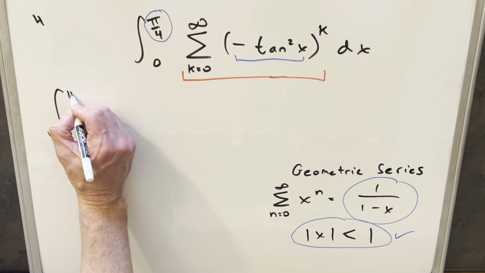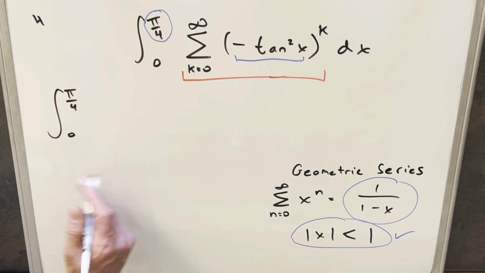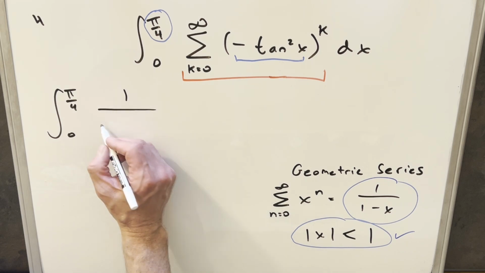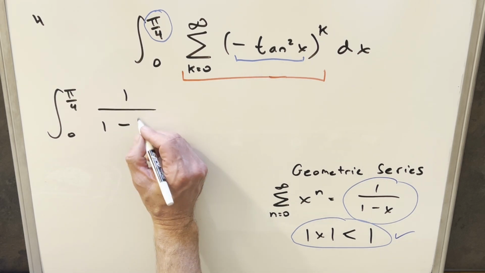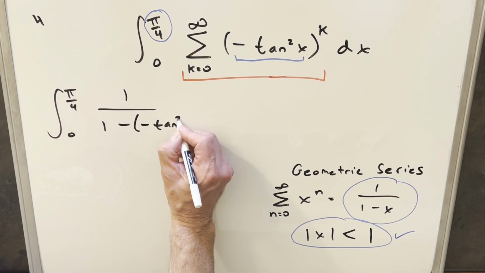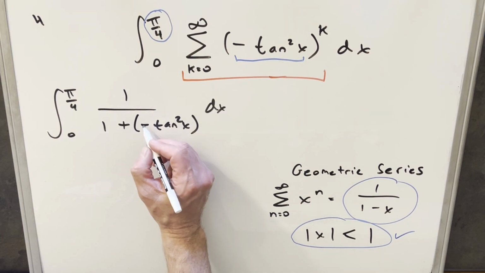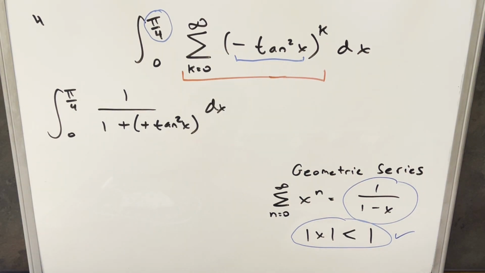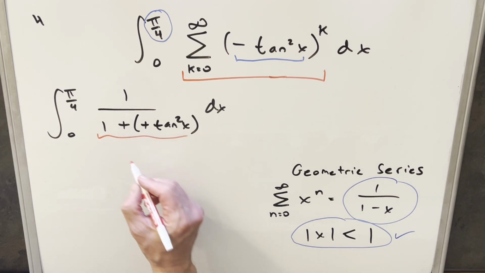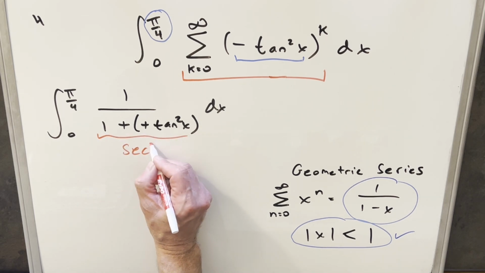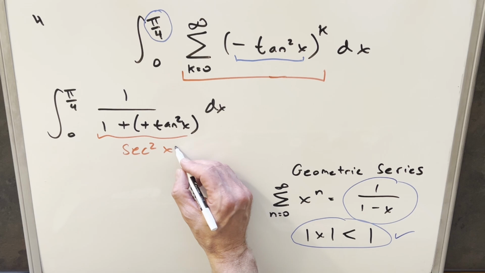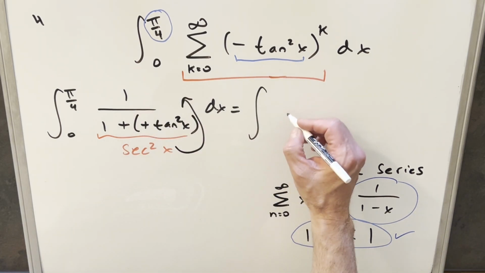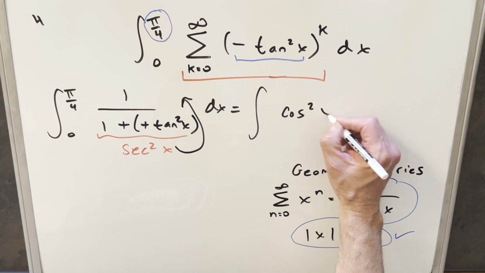Now, rewriting the integral, we'll have our bounds the same, 0 to pi over 4. For this whole thing, we're going to rewrite it like this. This is going to become 1 over 1 minus this whole thing, which is minus tan squared x. But then minus times minus gives me a plus here, and now we have 1 plus tan squared x. Well, for that we have an identity: 1 plus tan squared x I can rewrite as secant squared of x. But then if I just take this and flip it and bring it into the numerator, secant squared in the denominator is going to become just cosine squared of x.